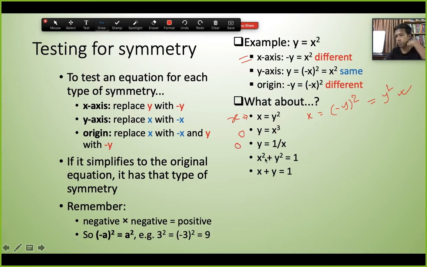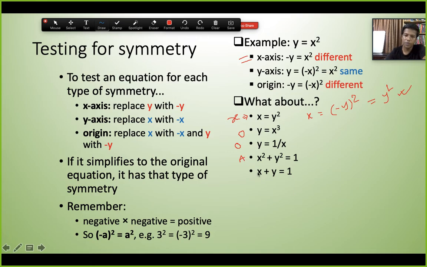Now what about this one? This is tricky. If you replace x by minus x, the equation remains the same. If you replace y by minus y, the equation remains the same. If you replace x and y both together, still the equation remains the same. Then what is going on here? Actually, this equation has all the symmetry.